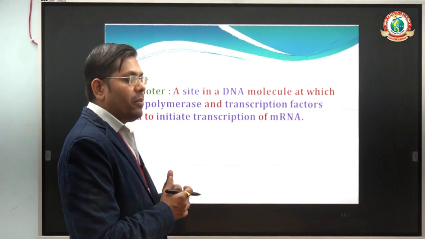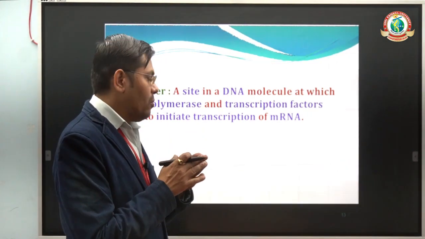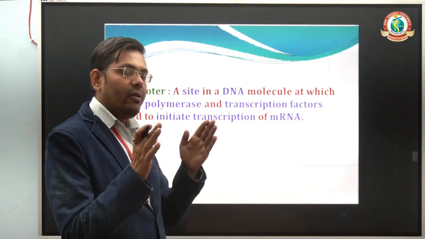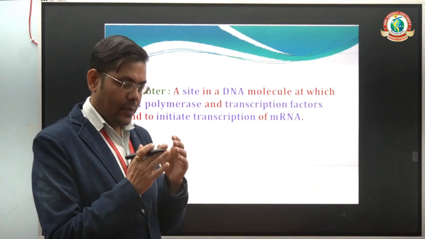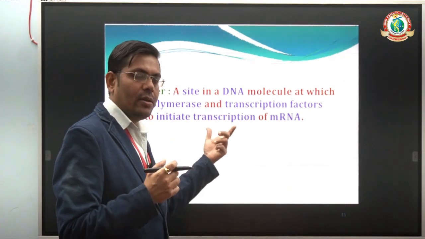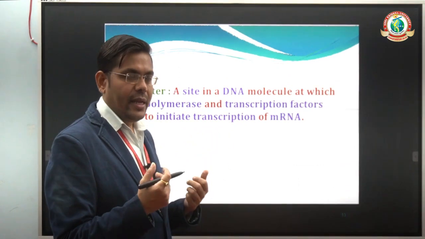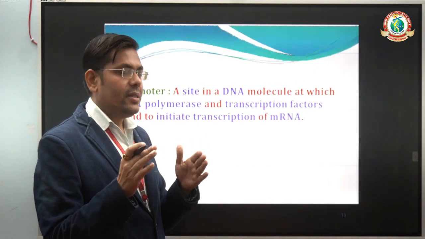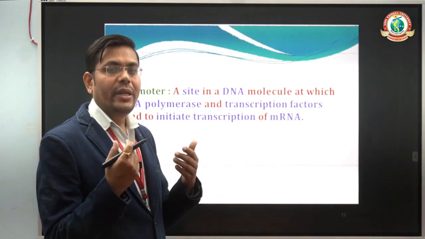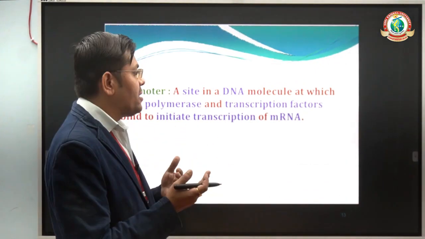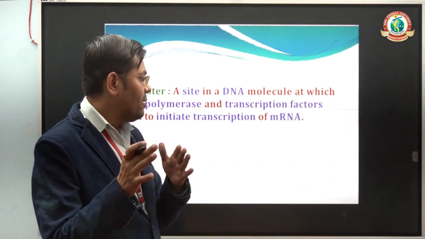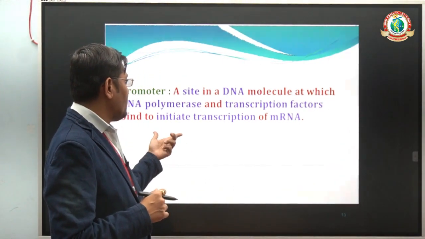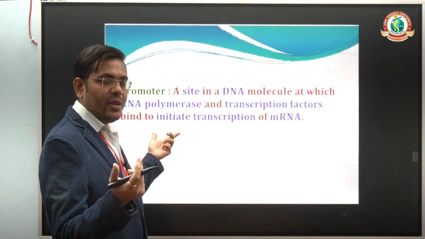So if we talk about the promoter of a DNA, what is the promoter? As we always say, a gene is a double-stranded nucleotide part of a DNA which represents a character, and a character is always represented in the form of a protein. When a gene expresses itself in the form of protein, we call that the process of transcription or gene expression.